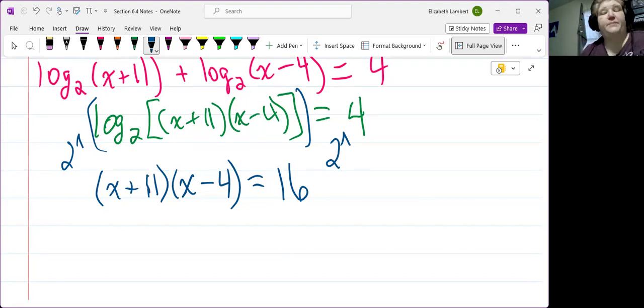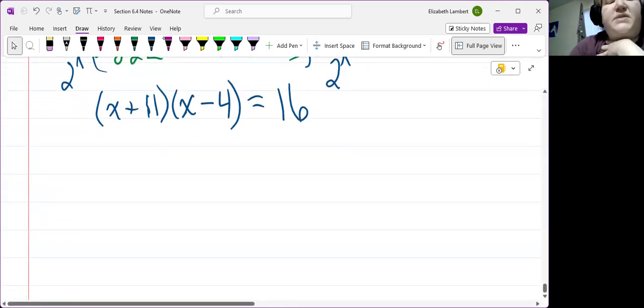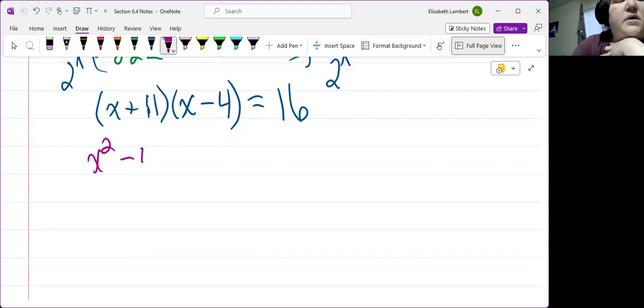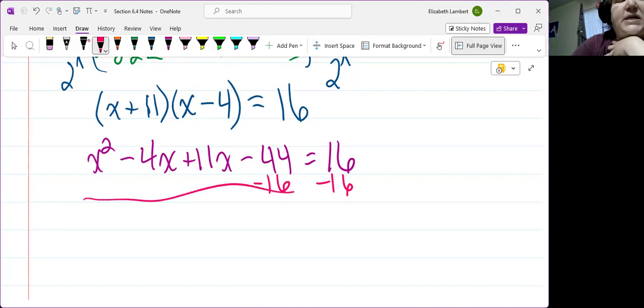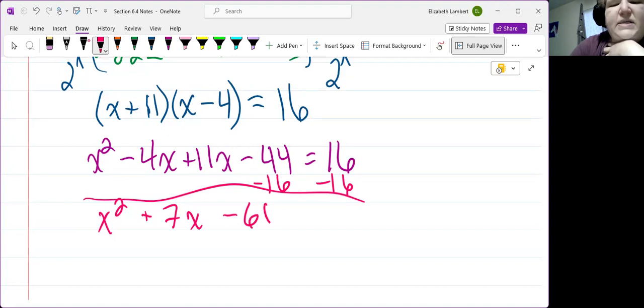So it looks a little crazy, but now I have a quadratic. So this isn't a short problem, but it is a very comprehensive problem. So we will have x squared minus 4x plus 11x minus 44 equals 16. Quadratics have to be equal to 0. So I know I'm going to minus the 16. I am also going to merge these two, which will be plus 7x. And then this becomes negative 60.